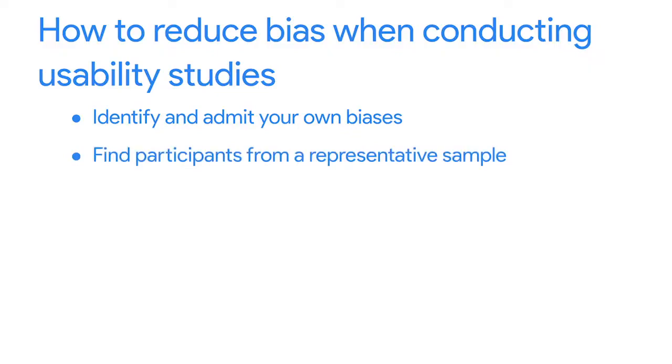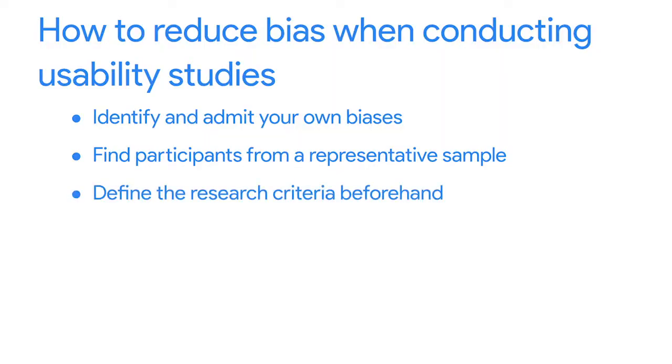Find participants from a representative sample. The small group of participants you conduct your usability study with should represent your key user group, as well as user groups that are often marginalized. Next, define the research criteria beforehand. When you created a plan for your usability study, a couple of the key elements you focused on were the research goals and the research questions. By establishing research goals before the usability study begins, you'll reduce the chance of designer biases.